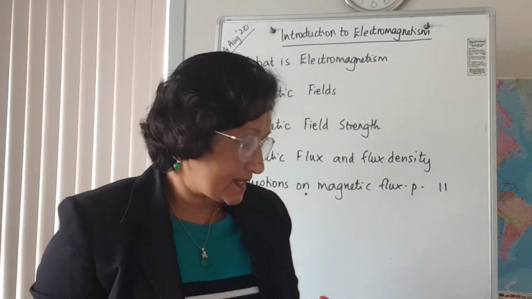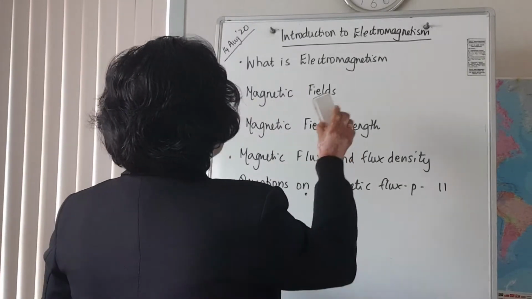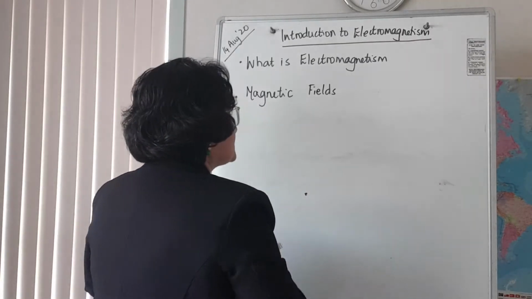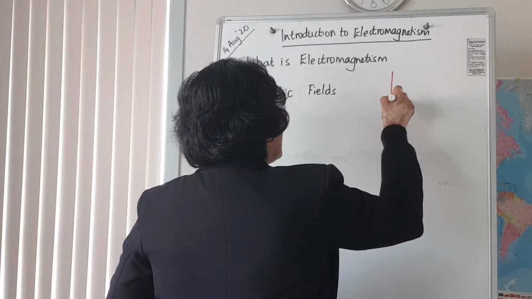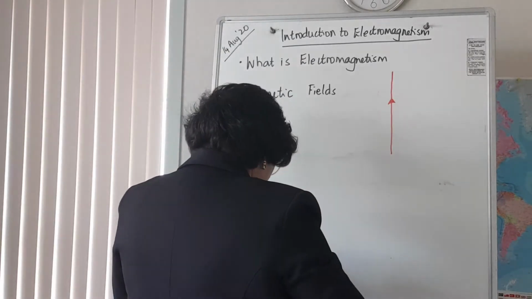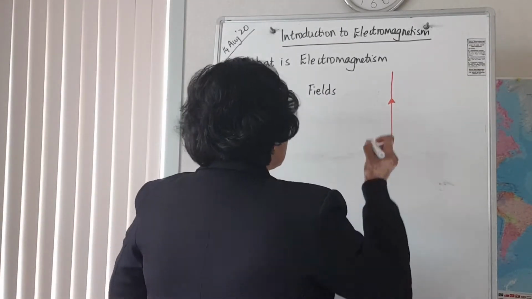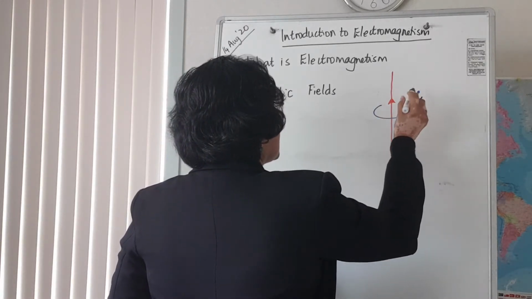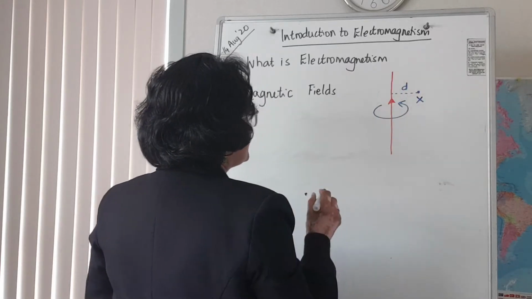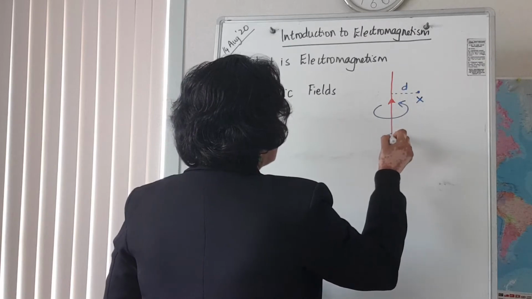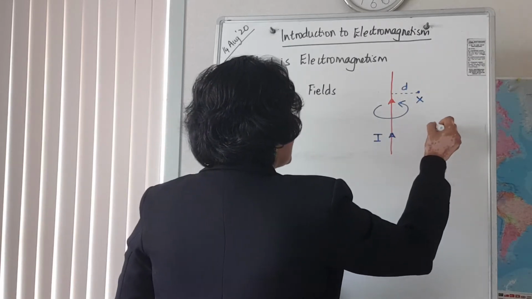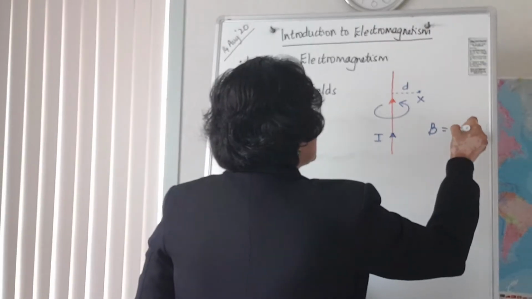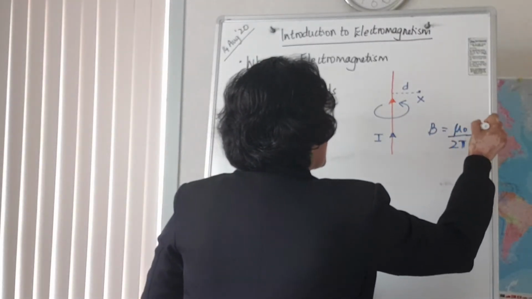Now the formula associated with a straight wire. There's your wire, which could carry a current. If it's going upwards, the field is going that way, so you've got your magnetic field going that way, and then you've got your concentric circles. If you have a point, let's say X, at a distance D from the wire, and the wire is carrying a current of size I, your magnetic field strength at this point X is given by B is equal to mu naught over 2 pi times I over D.